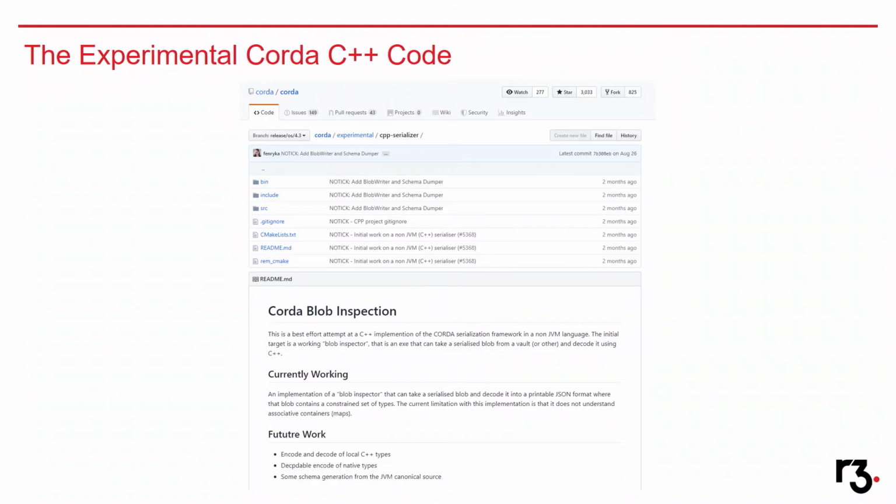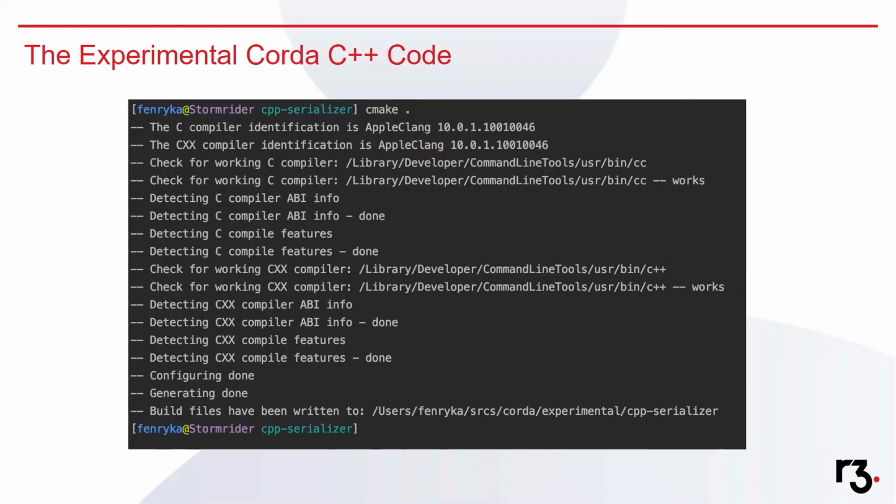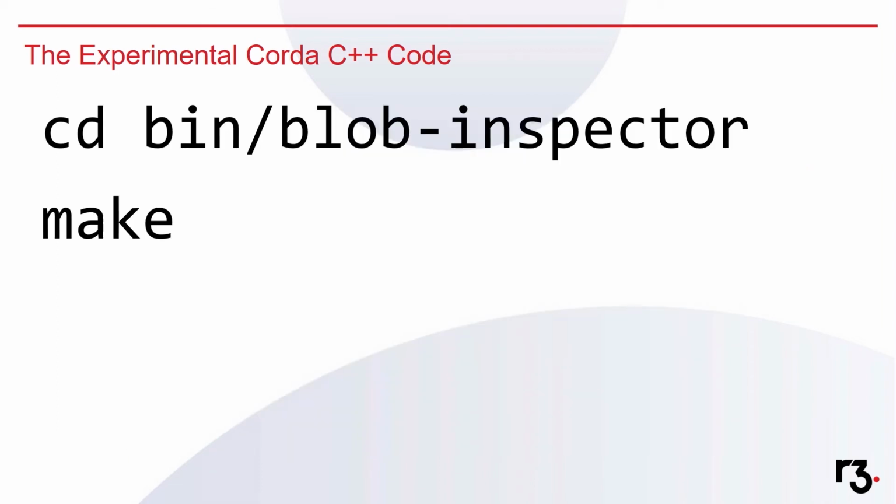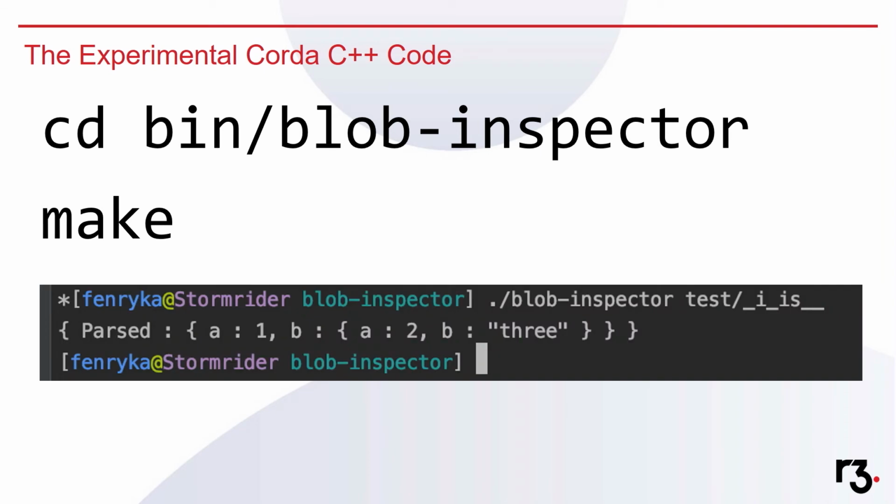So it exists. This project kicks off. It is in the experimental directory in Corda. You can go and check it out today. It's a C++ project, so it uses CMake. Obviously, check the README for any library dependencies that may exist. But once you've checked it out, once you've got the build environment set up, just change to that directory and type make, and it will run. And then what am I going to do once I've built a binary? Well, then I can run it. And if I put in a test file, I will get this out.